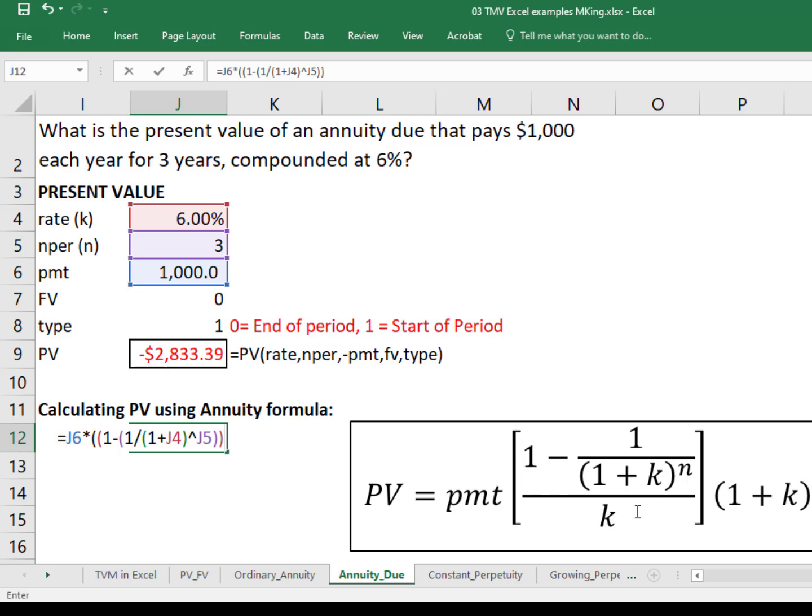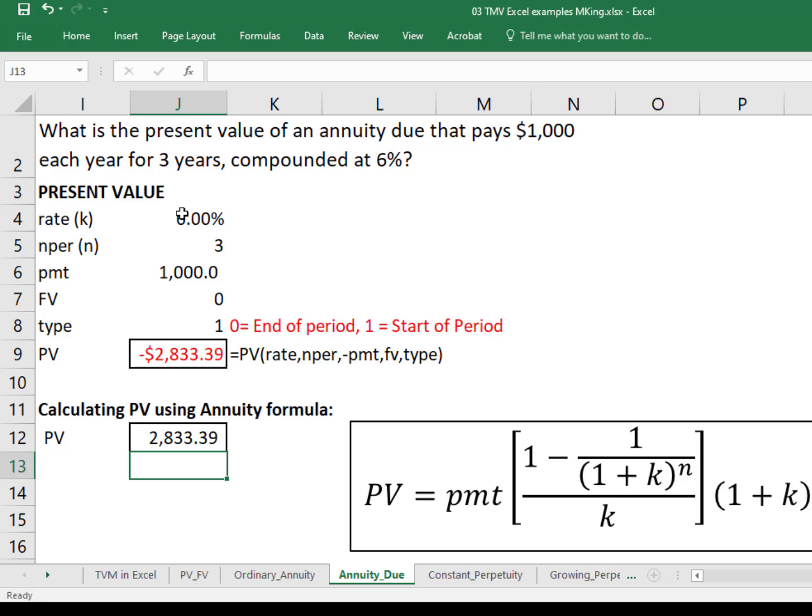Now I am looking for the denominator, so I divide by k, which is the rate of interest, and I close the brackets again, and I need to multiply it by this last factor, so it's going to be multiplied times 1 plus k. So open brackets, 1 plus k. Very easy to mess up, and fortunately I did it correctly. That's it. Lots of practice. Keep trying, and as you can see, by using the formula as well as the built-in function, you can get the same answer.